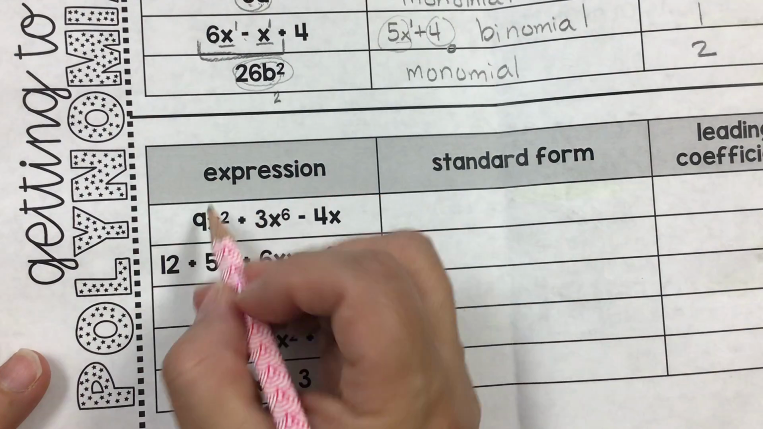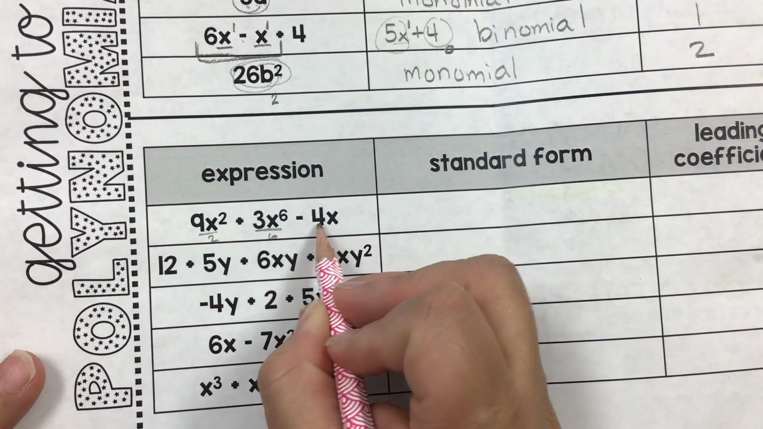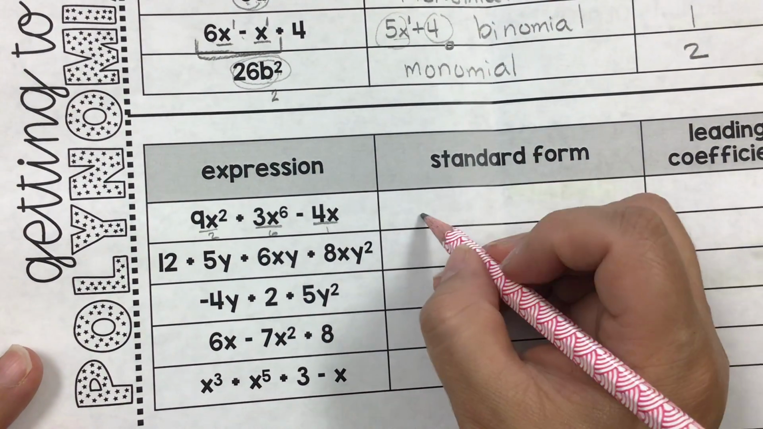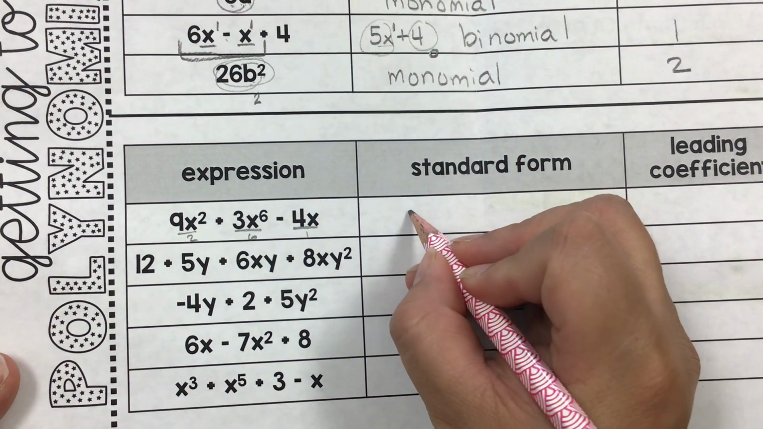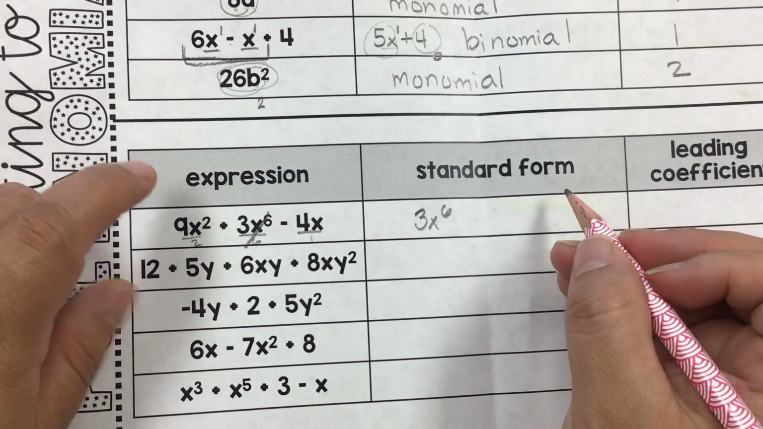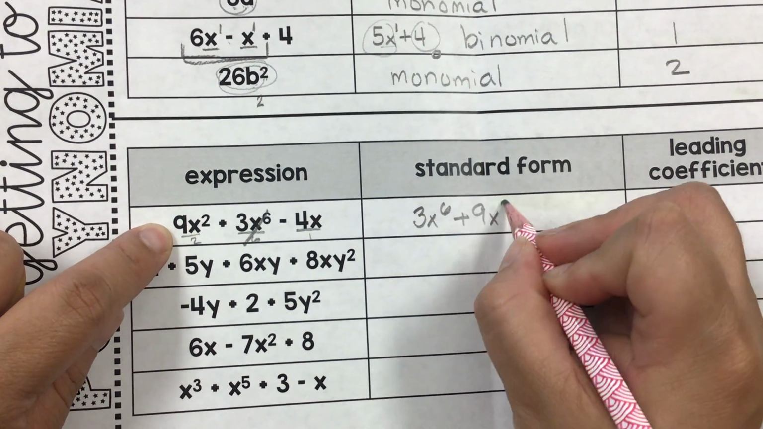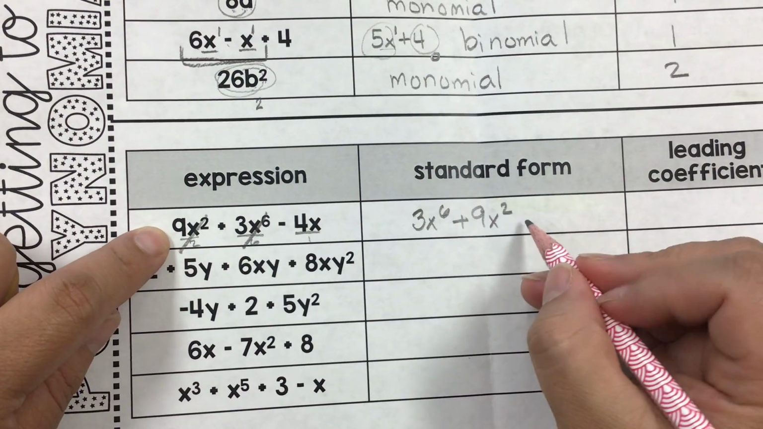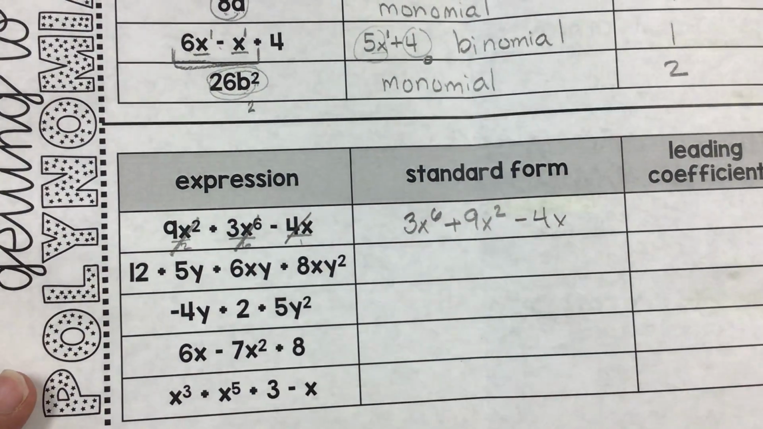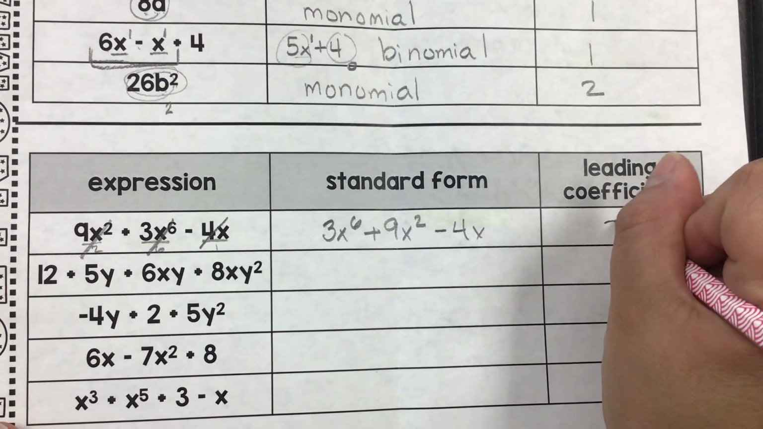In standard form, this degree is 2, this degree is 6, this degree is 1. That means that from highest to lowest, we have a positive 3x to the 6, plus, because it's positive, 9x squared, and then minus 4x. Making the leading coefficient 3.